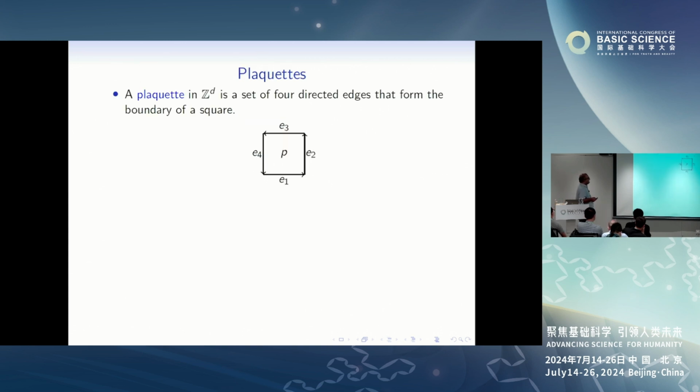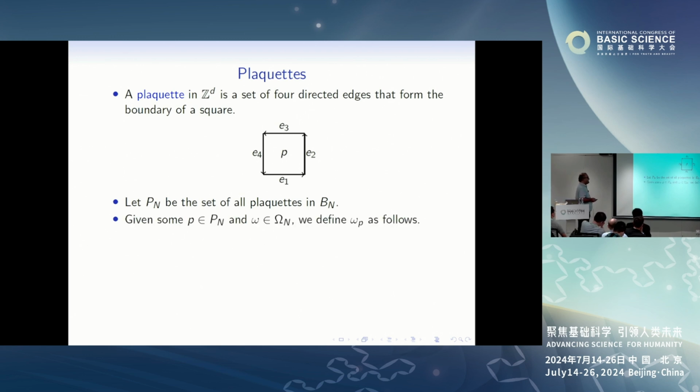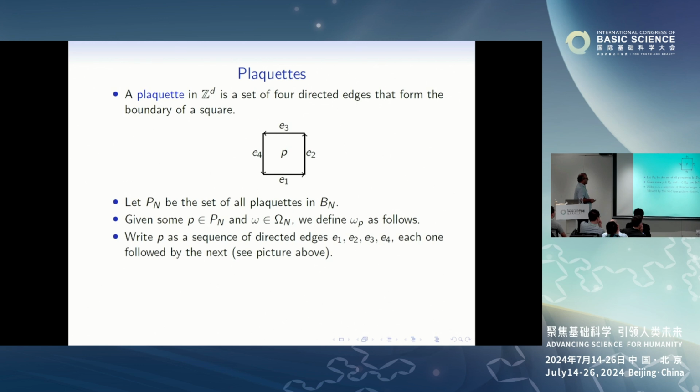Okay, so the next thing is the plaquette. A plaquette is a set of 4 directed edges that form the boundary of a square. So you have these directed edges, 2 of them positively oriented and 2 negatively oriented, that form the boundary of a square. And let P_N be the set of all plaquettes in this box. And given some plaquette and some configuration, we attach a group element to the plaquette as follows.